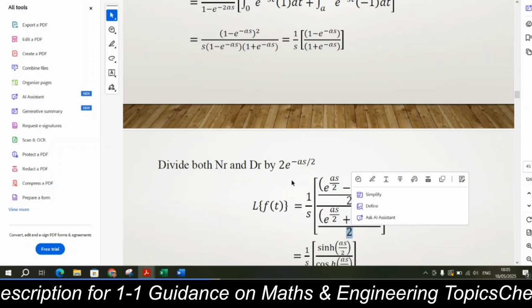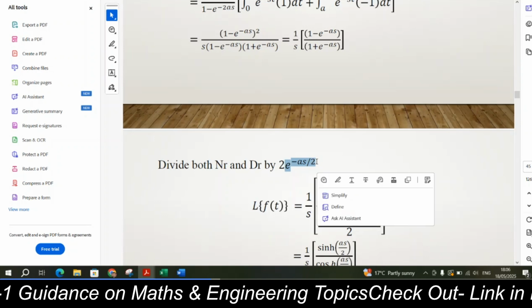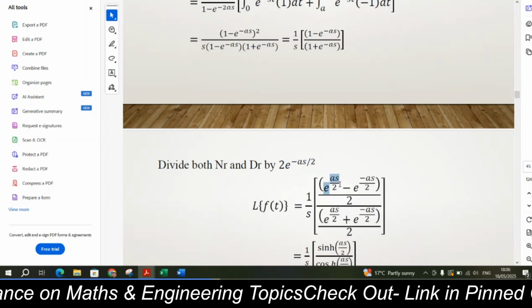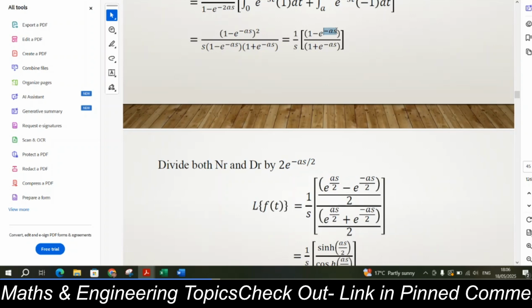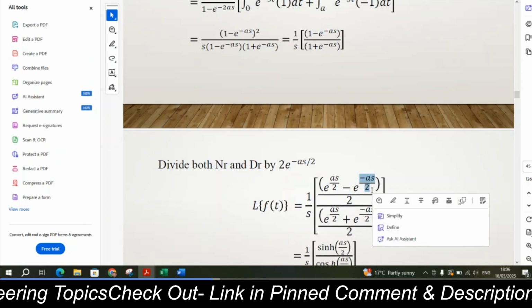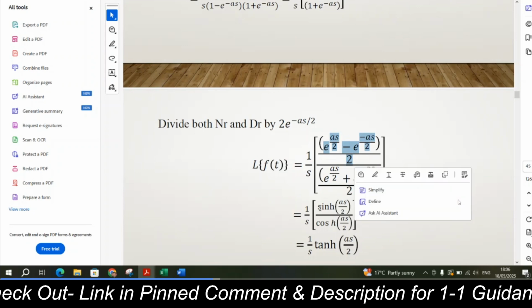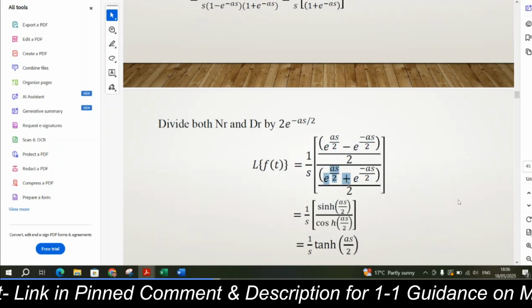So when you divide it by 2, it's half. So that half has come over here. And when you do 1 over this particular aspect, it goes to the numerator and the power becomes positive. So it becomes e raised to as by 2. Whereas over here it's minus as and this gets added to the numerator. So overall it reduces. That's how you finally arrive at this particular thing.